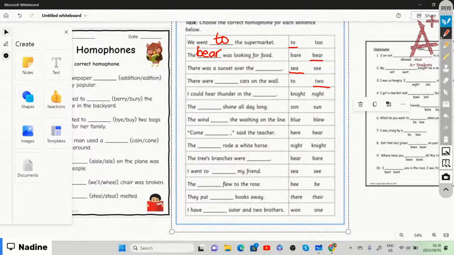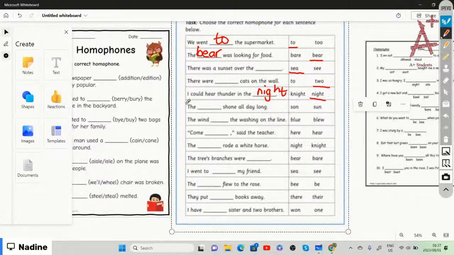I could hear thunder in the night. Is it K-N-I-G-H-T or N-I-G-H-T? The first, knight, is like saying, oh, my knight in shining armor. It's to do with soldiers. And then we have night, which is day and night. So we will go with the second one, which is night. I could hear thunder in the night.